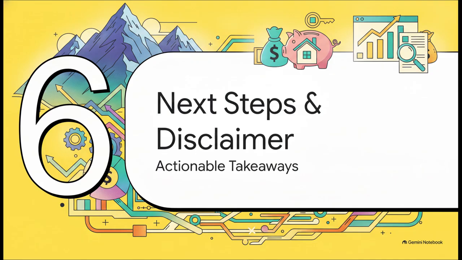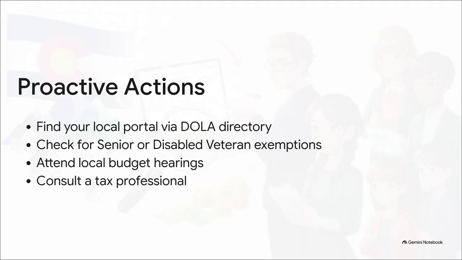Let's wrap things up with Section 6, Next Steps and Disclaimer. We have covered a massive amount of ground today, so let's pivot to some really actionable takeaways. Now that you know exactly how the system works, take proactive action. Use the Department of Local Affairs directory to go find your local portal. If you or someone you know is a qualifying senior citizen, a person with a disability, or a disabled veteran, definitely look into the specific property tax exemptions and deferrals available through the state.